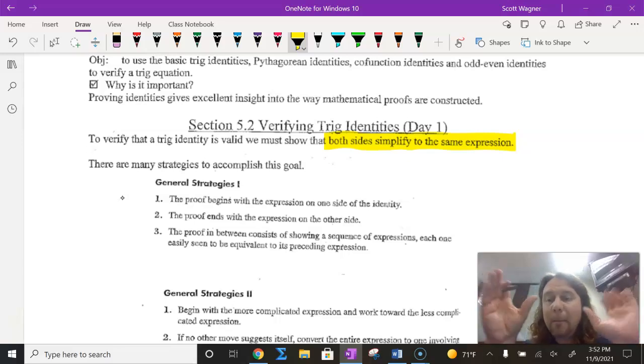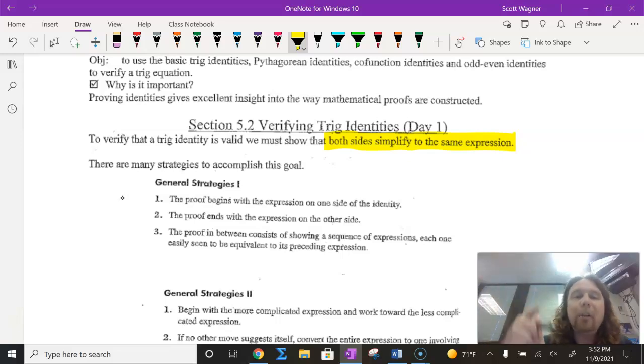So you have to somehow get both sides of that equation to end up equaling the same thing. You have to show that somehow. There are a whole lot of ways to go about doing this. A couple of general strategies. General strategy number one, the proof. Be careful when you say proof, because it's not like proofs in geometry; it's just making sure you go through algebraically and trigonometrically that it's true.